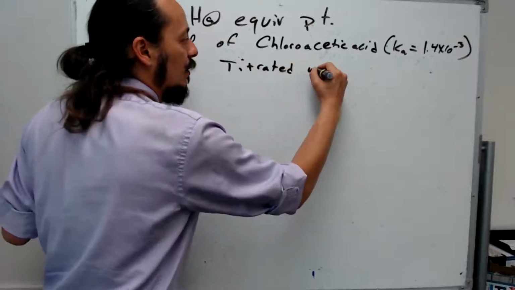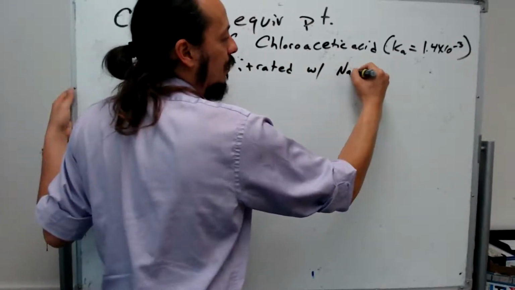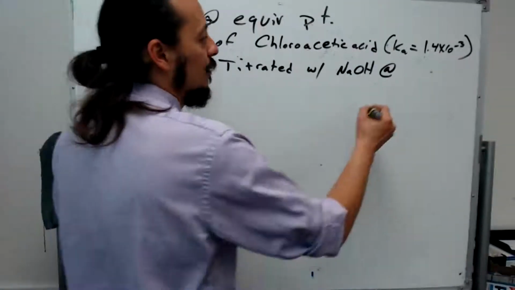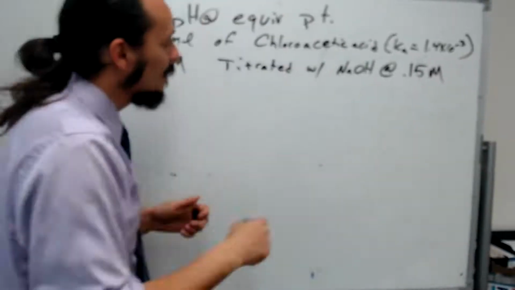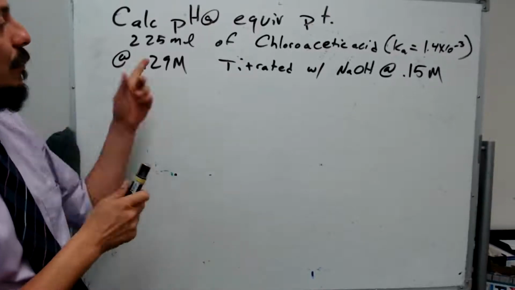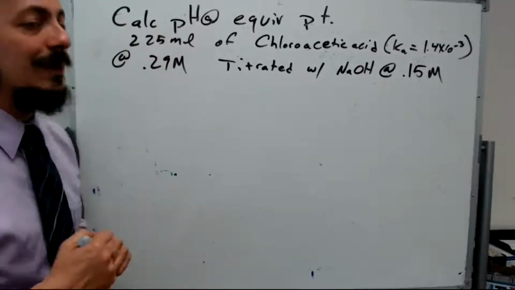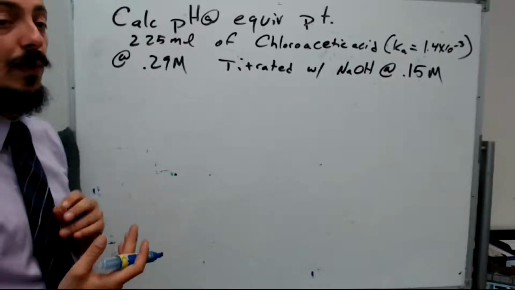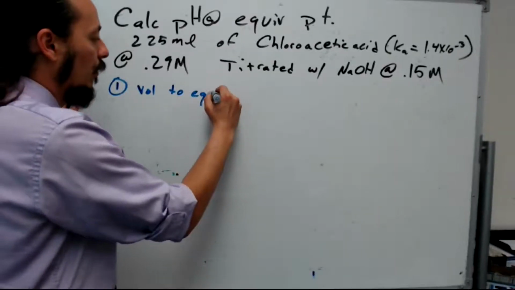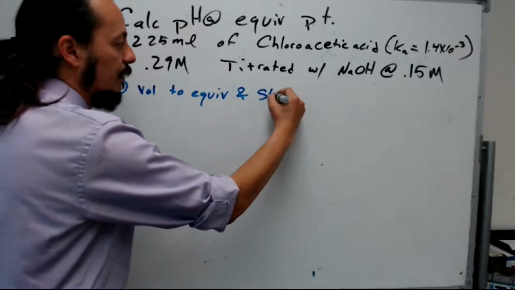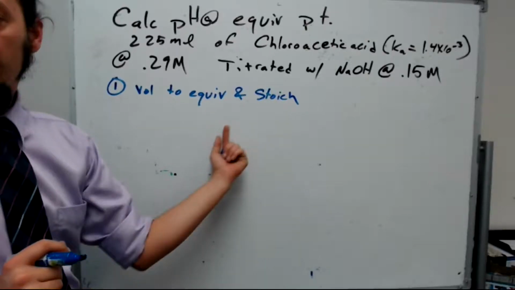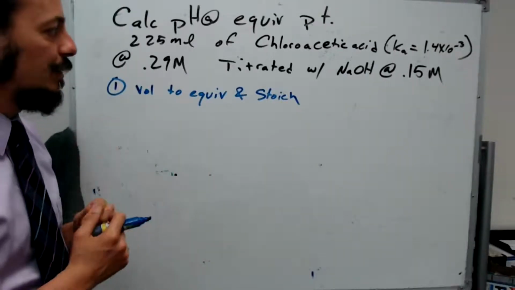Titrated with, we'll just use sodium hydroxide. What's your favorite number? 15. 0.15 molarity. Right, so this is our problem. Calculate the pH at the equivalence point. Because we're calculating the pH, we essentially also have to calculate the volume to the equivalence point. So, one, I'm going to put both the volume to the equivalence point and the stoichiometry of this in the same problem, because we're really doing the same thing.